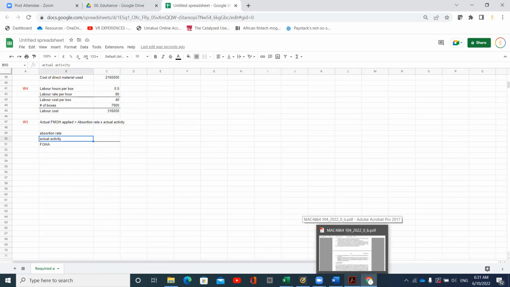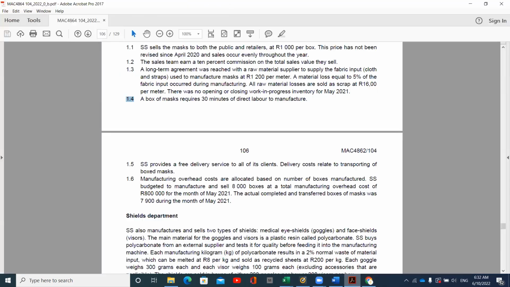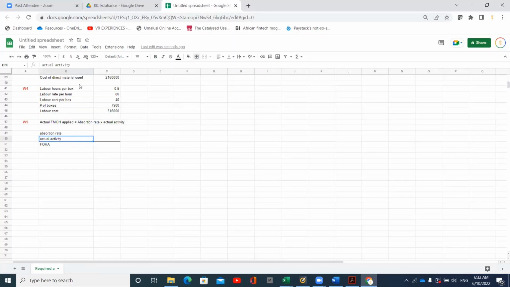So actual activity, or the term activity, refers to how is overhead, what is overheads based on? Okay, how do we allocate overheads? What do we base overheads on? So 1.6 tells us manufacturing overheads are allocated based on number of boxes manufactured. Okay, so therefore actual activity is based on units produced.